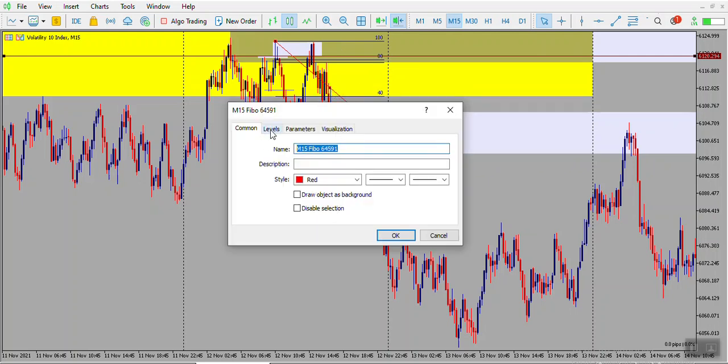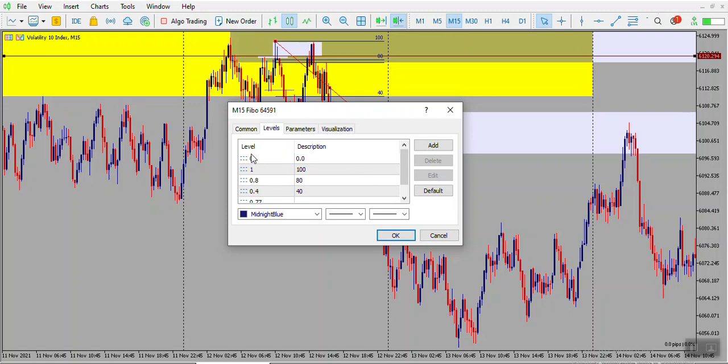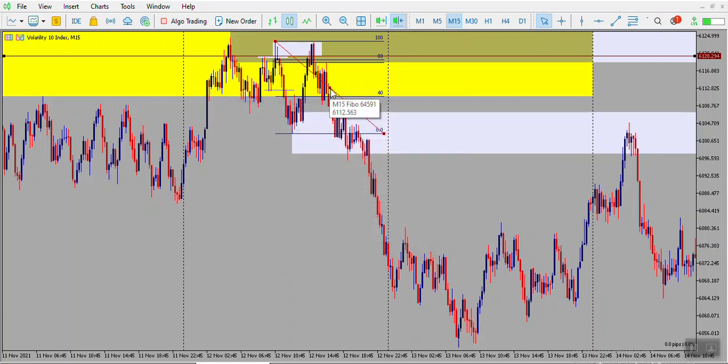So these are the settings of the Fibonacci, the levels we have. We have level 0, description 0.0, level 1, 100, 0.8, 80, 0.4, 40. Then we have 0.77. 0.77 is what we're using here. So you click OK. The parameters, no, just this. Then you click OK. Those are the settings for the Fibonacci.